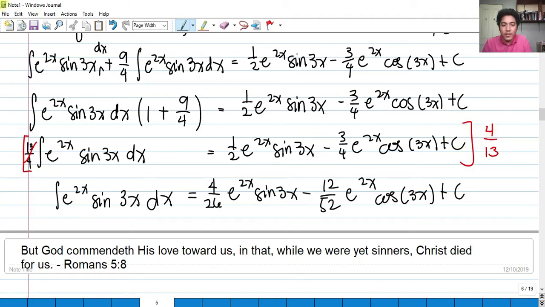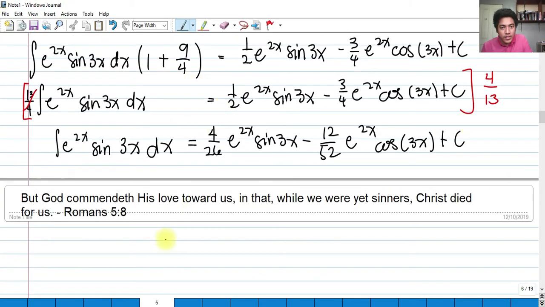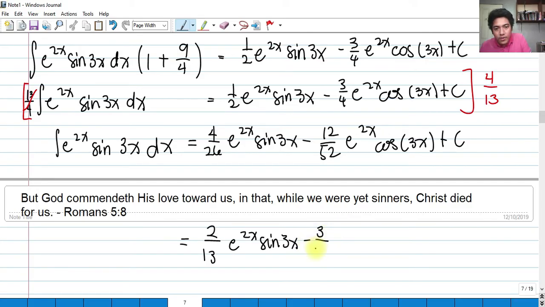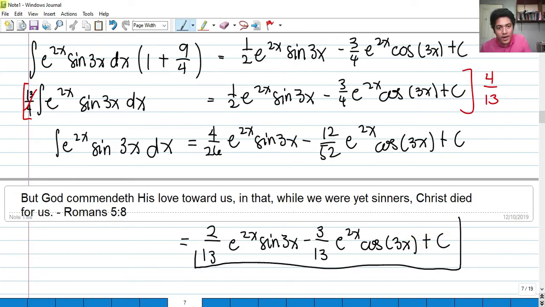So if we get the lowest term of this, we have 2 over 13 e raised to 2x sine of 3x, and if you get the lowest term of that, negative 12 over 52 is negative 3 over 13, e raised to 2x cosine of 3x plus c. And that should be our final answer for this problem.